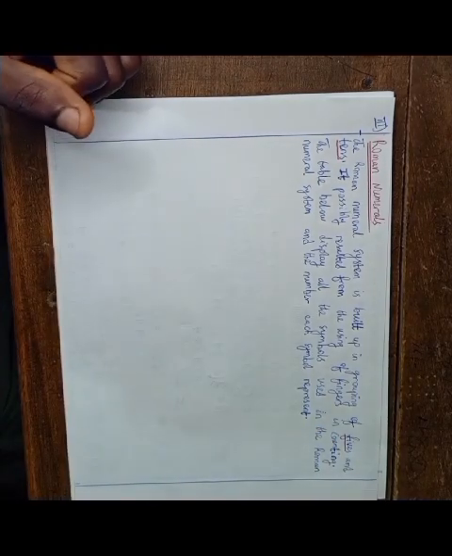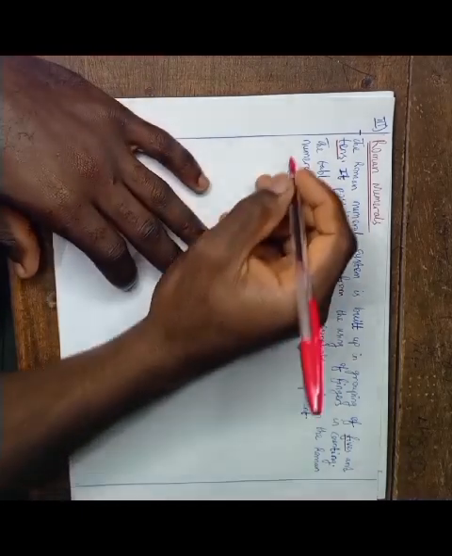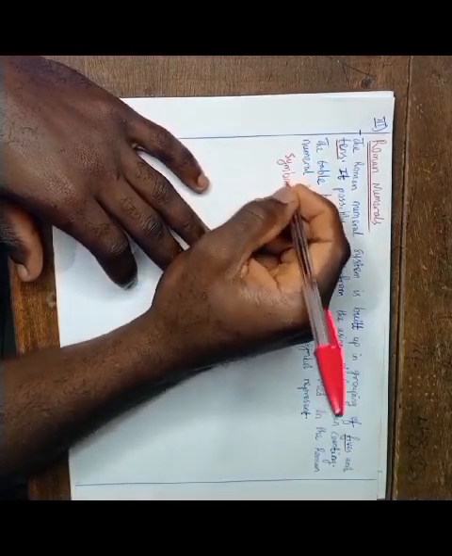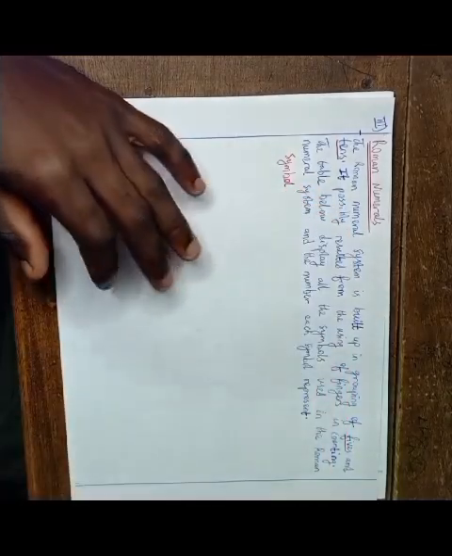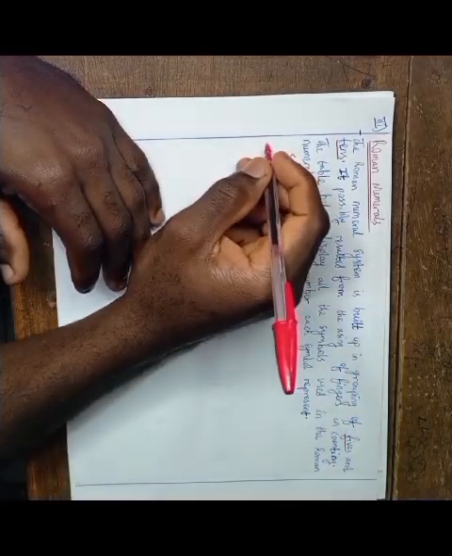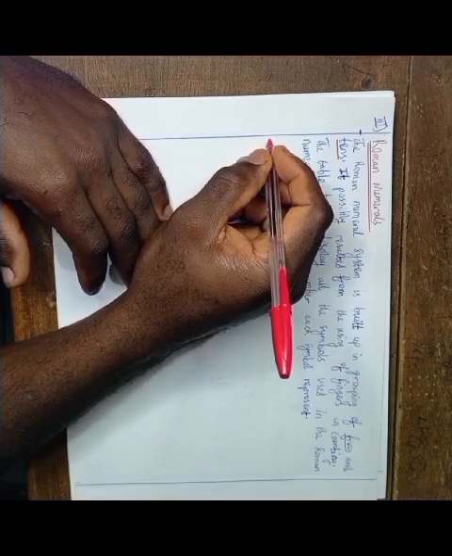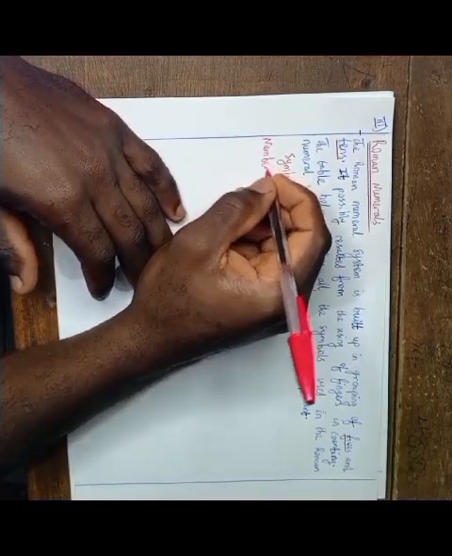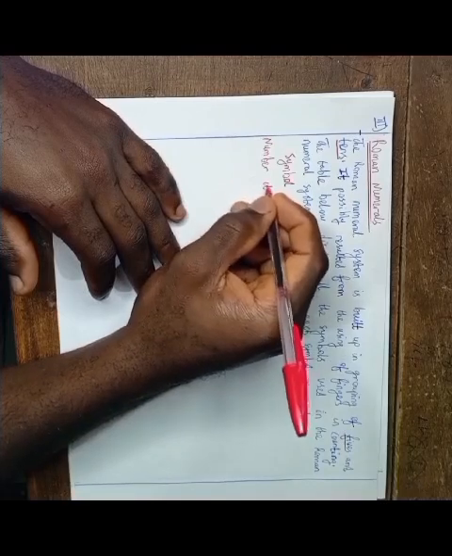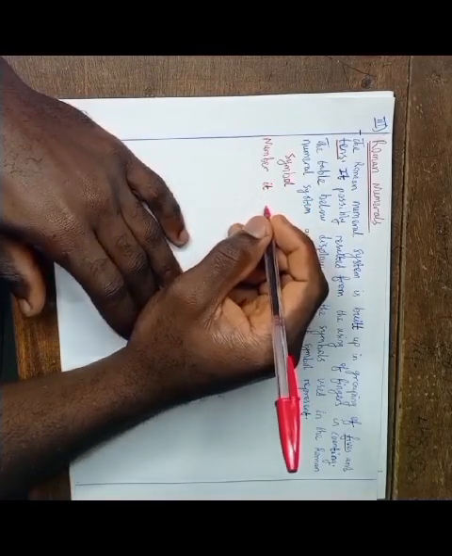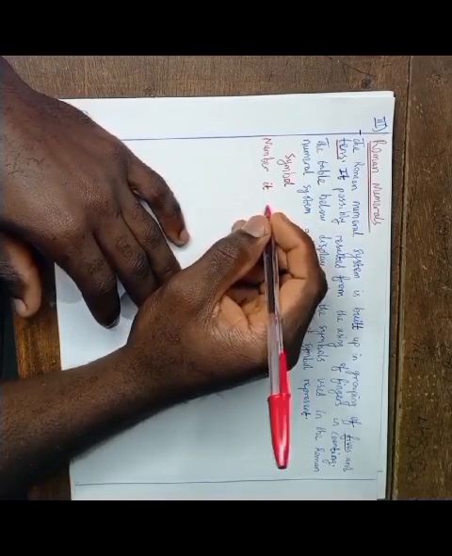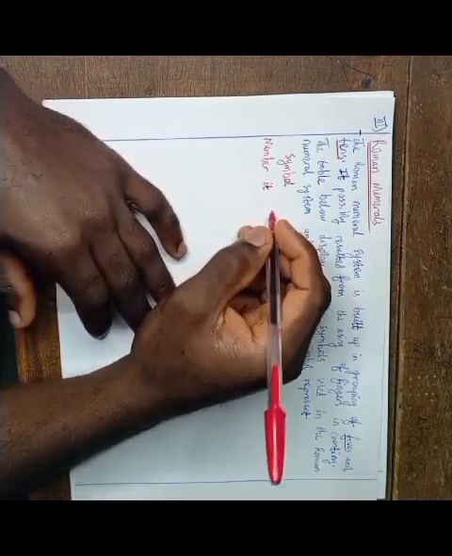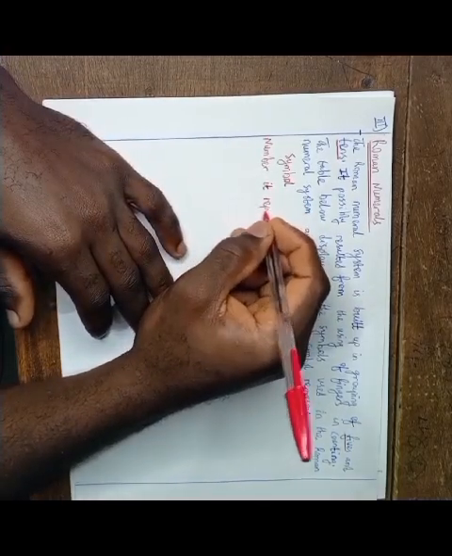So let's draw the table. For the first row, we have the symbol the Romans used. In the second row, we have the number each symbol represents.